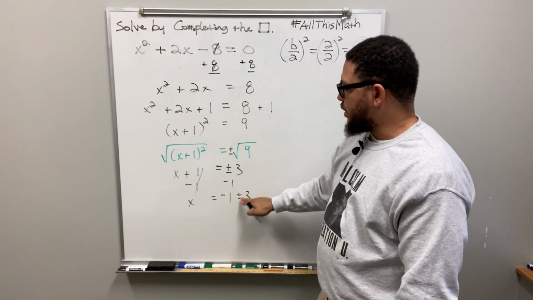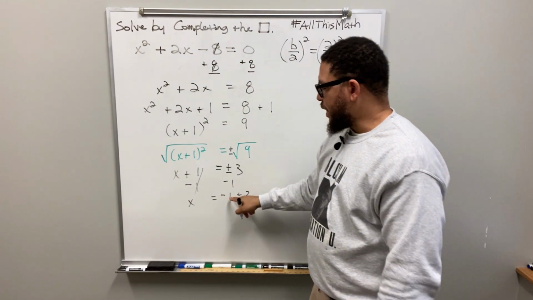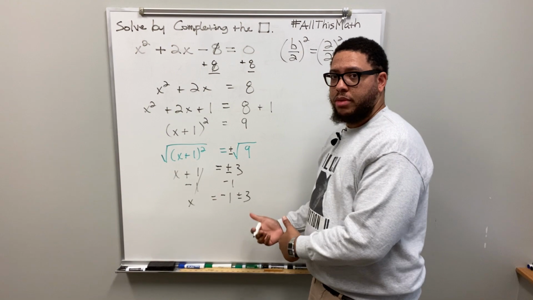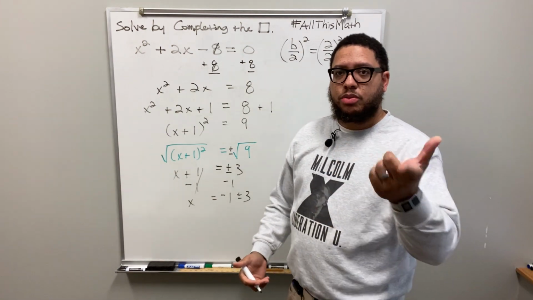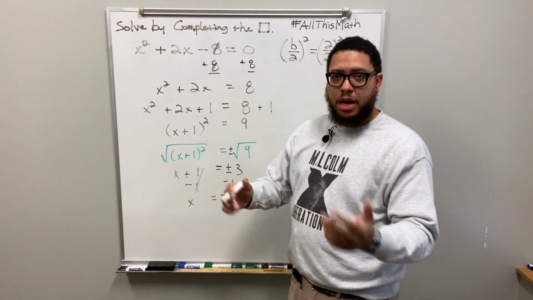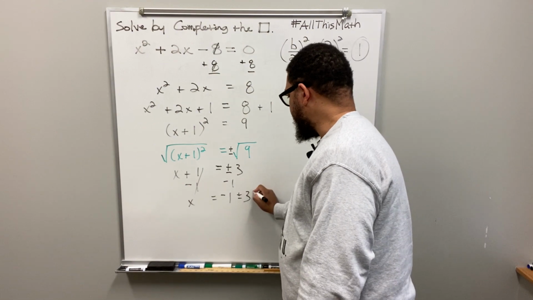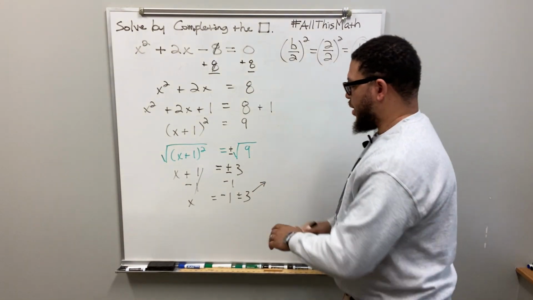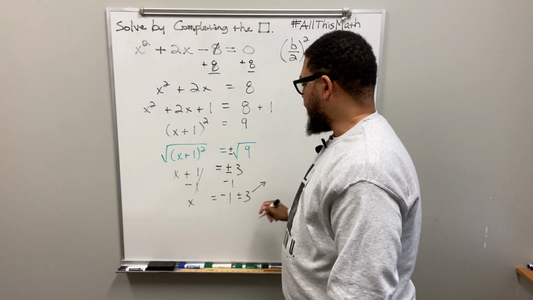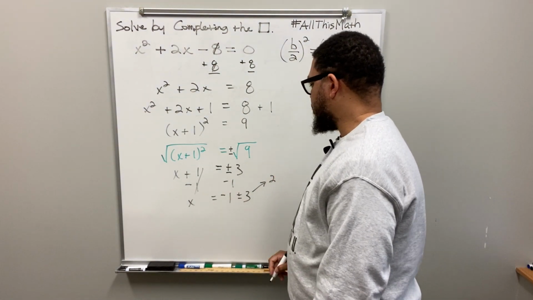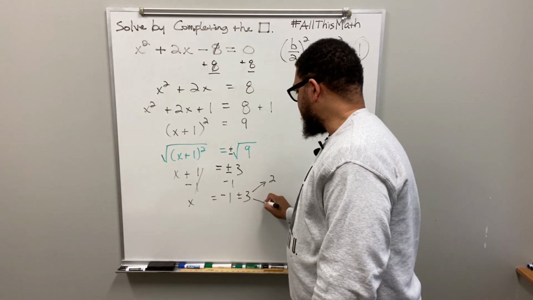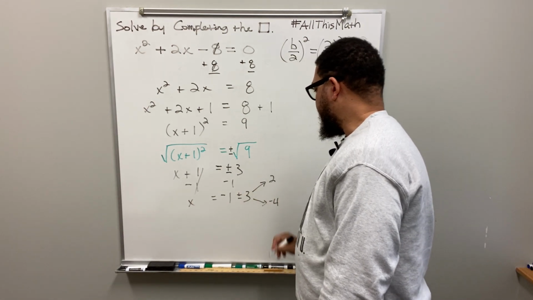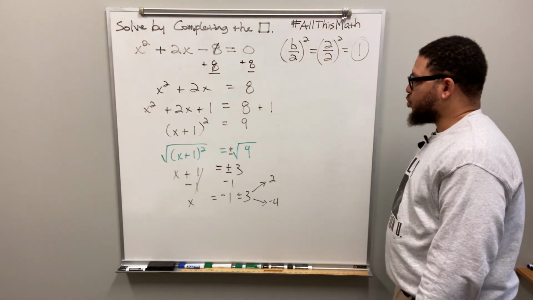And this plus or minus sign is how I'm going to get my two answers, because I got to do negative 1 plus 3 to get one of my answers, and I got to do negative 1 minus 3 to get my other answer. So negative 1 plus 3, this is how I usually do it. I usually just throw an arrow on there and put one of my answers. So negative 1 plus 3 gives me positive 2. And then negative 1 minus 3 gives me negative 4. And those are my two answers.